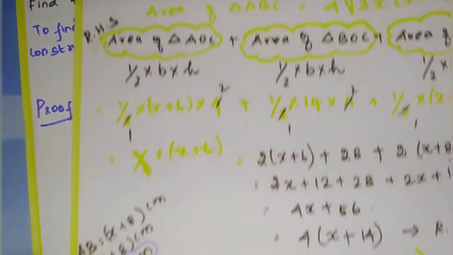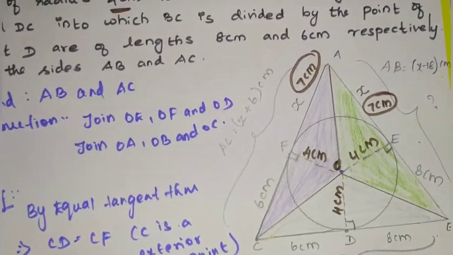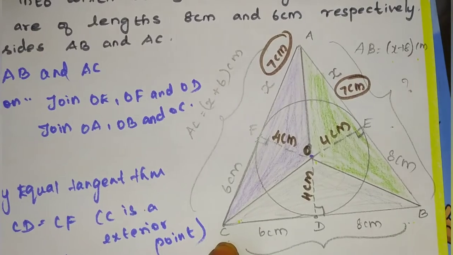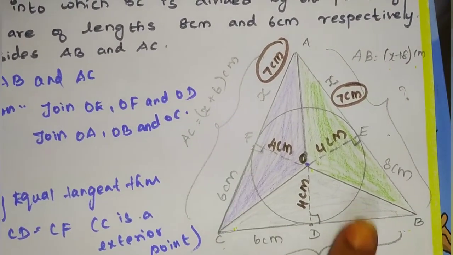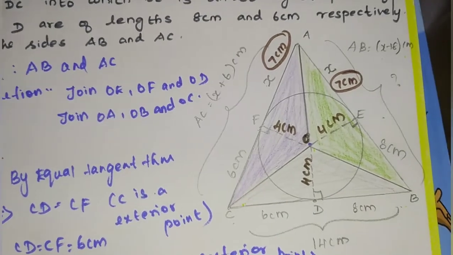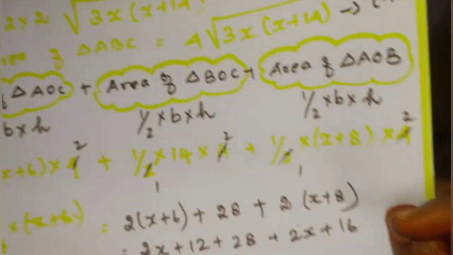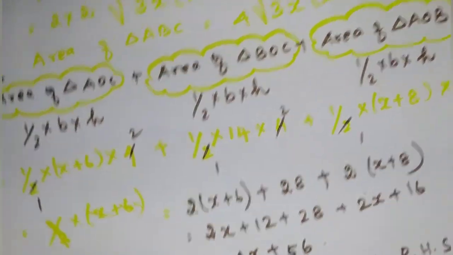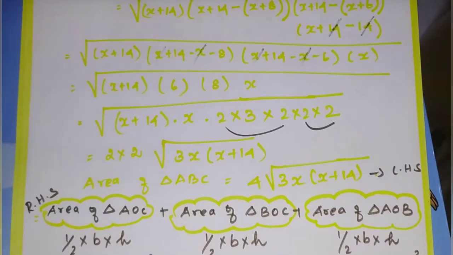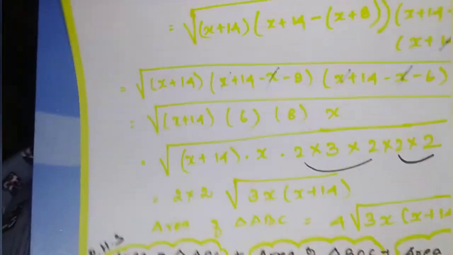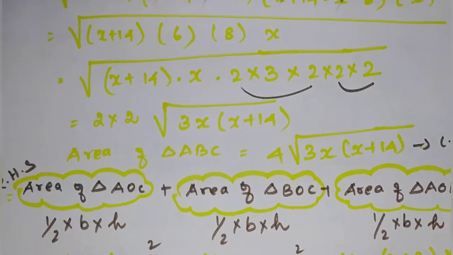Clear, children? All of you clear? So first you have to divide this whole triangle into 3 triangles, and we can write area of the full triangle is equal to area of the 3 triangles. Okay, then easily we can find the sides AB and AC. But you have to be very careful while you are doing the calculation. Clear, children? This is very easy problem only. Understand and then do it.